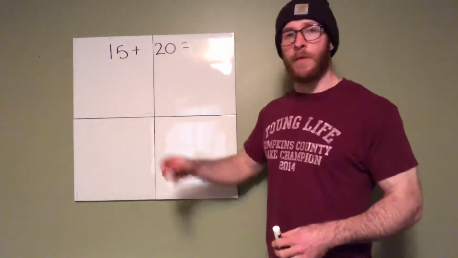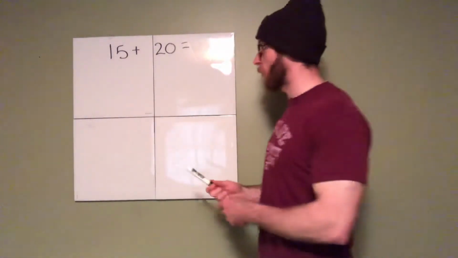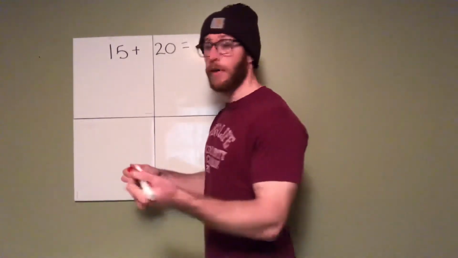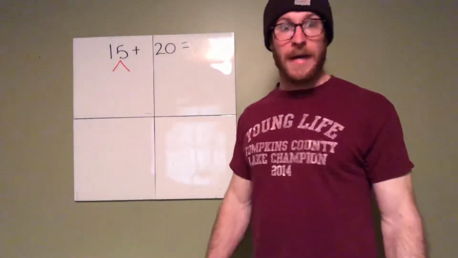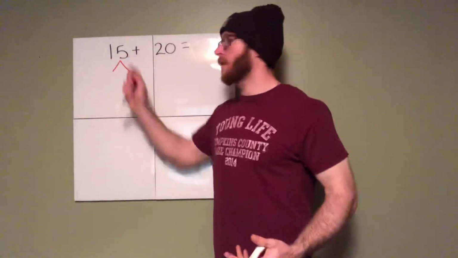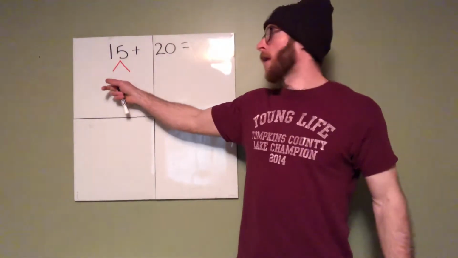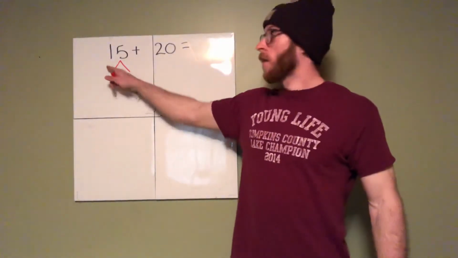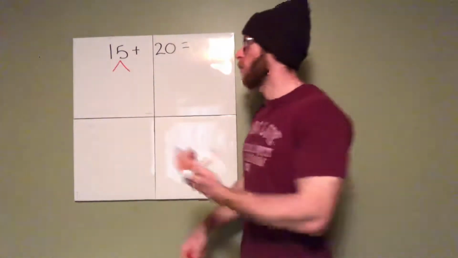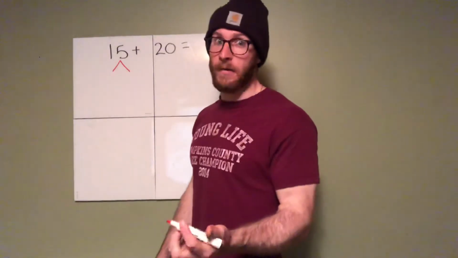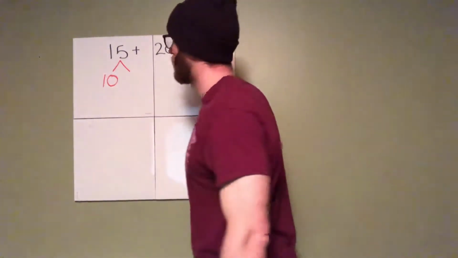I'm going to pick the smaller number to break apart. I see it has ones and tens, so I want to split it into its ones and tens. So I'm going to draw a number bond underneath my 15. Now, if I were to split my 15 into its tens and ones, how many tens are there in my 15? If I look at my tens place, I see a number 1, so that must mean there's 1 10. So at 1 10, how many ones is that? 10. So I split my 10 into 15.